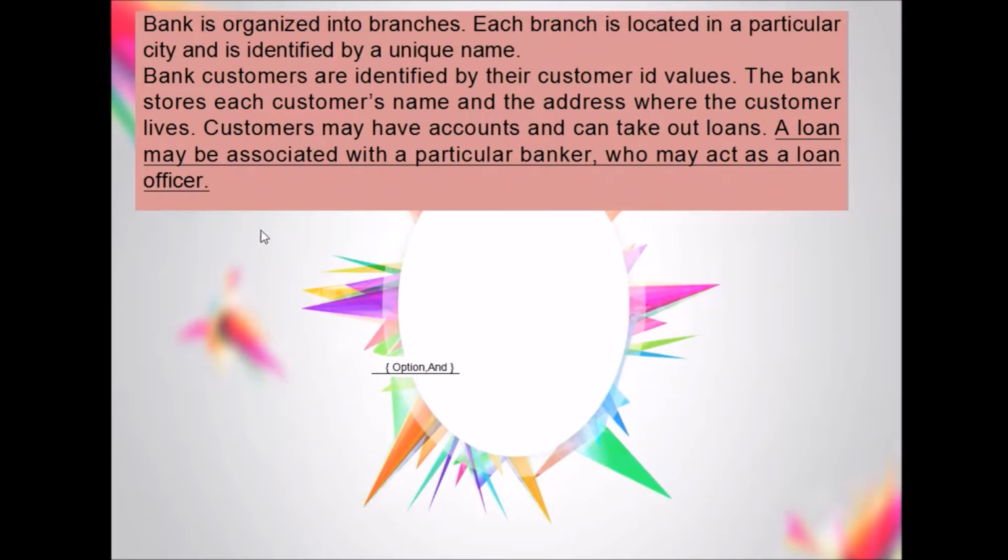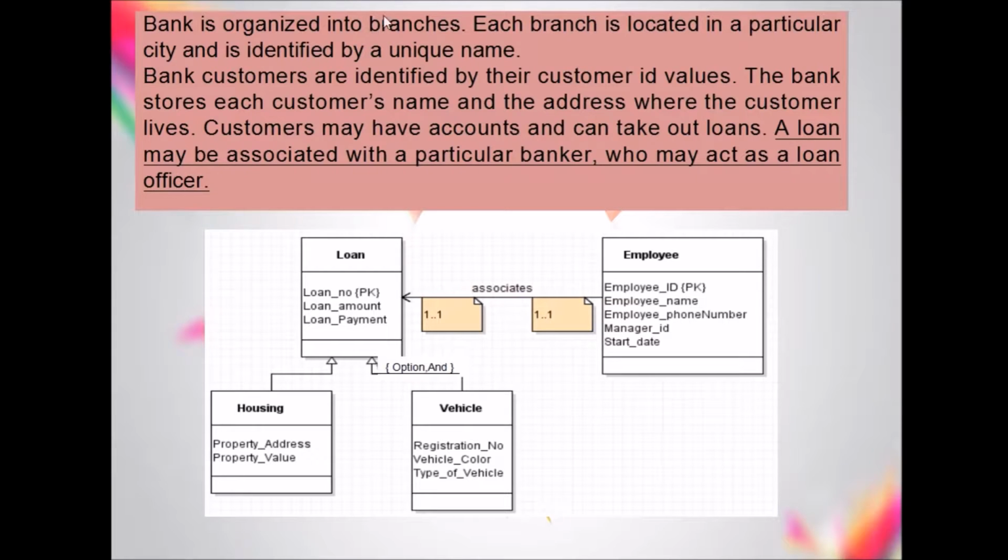Okay, and the next, you can see the bank is organized in branches. Each branch is located in a particular city and is identified by a unique name. Bank customers are identified by their customer ID value. The bank stores each customer's name and address where the customer lives. A customer may have accounts and can take out a loan. A loan may be associated with a particular banker, and you can see the loan payment is a one-to-one relationship, which means one employee can handle one loan, and one loan can be handled by one employee. And for loan we have two sub-entities.